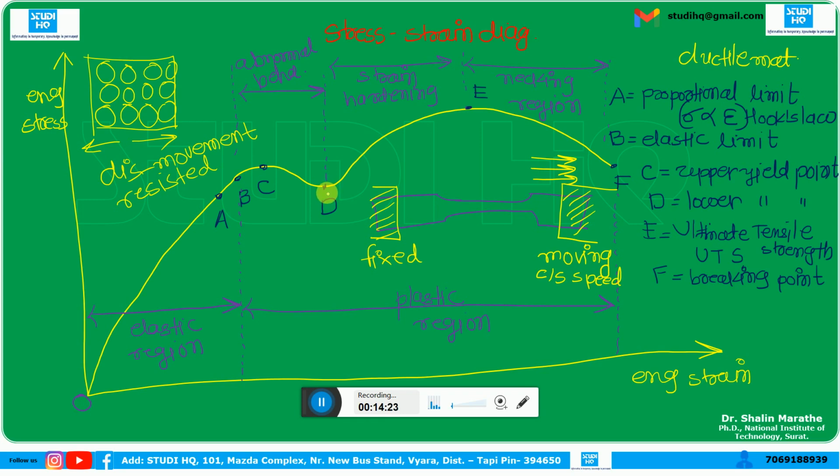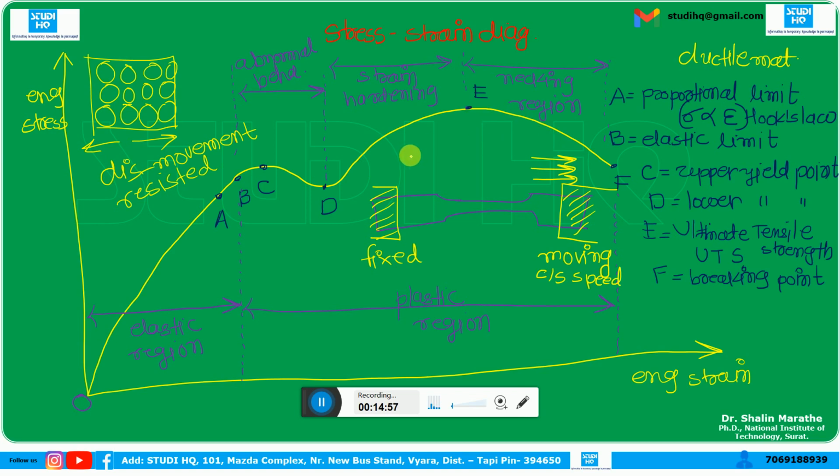But after some point, after a certain limit, this dislocation movement is resisted by its own lattices, or we can say atoms. Okay, and because of that, there is a sudden rise because we have to apply more load. When we apply more load, the amount of stress increases. So this region is due to strain hardening, that is known as strain hardening, that the lattices, the atoms are resisting the dislocation movement. Okay, that is known as strain hardening.